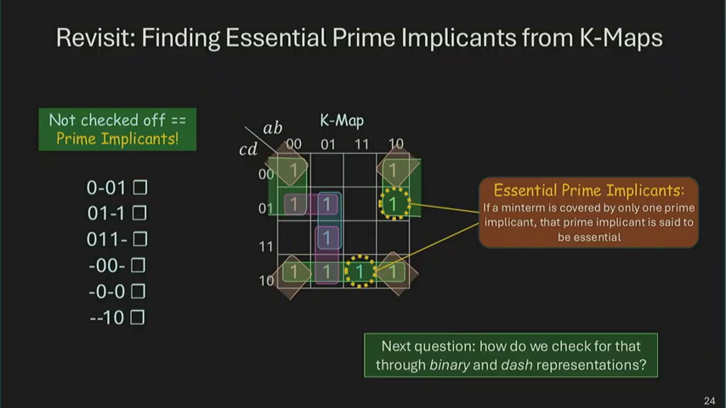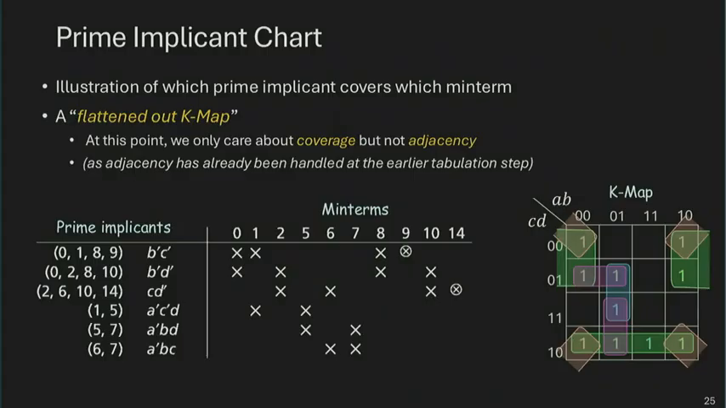And the question for us is how do we check for that through binary and dash representation? Given this set of binary numbers with some dashes and boxes, how do we check for that kind of relationship? Well, the binary numbers by themselves don't tell you much about which implicant covers which minterm. So we do need another representation. Right? And this is a classical cover problem.